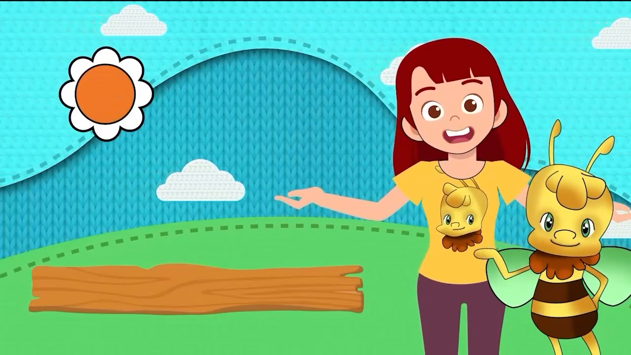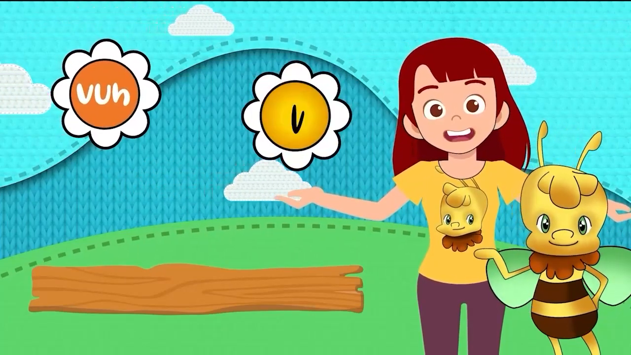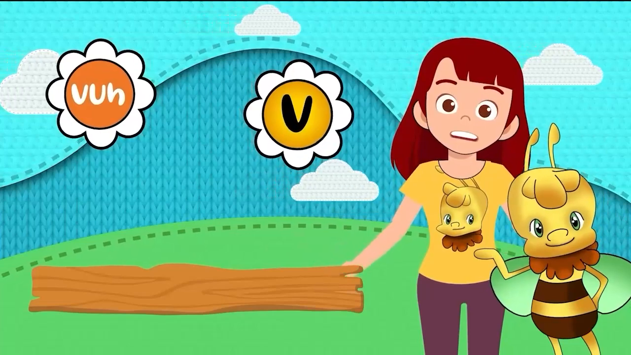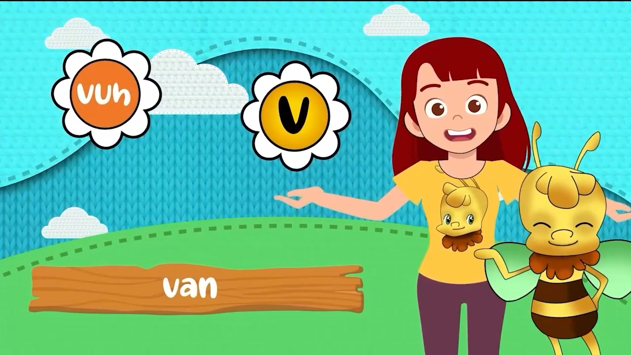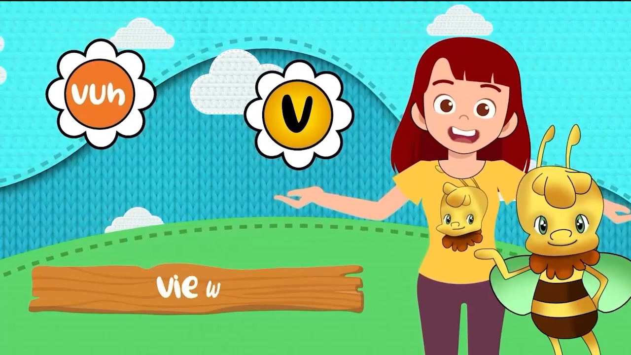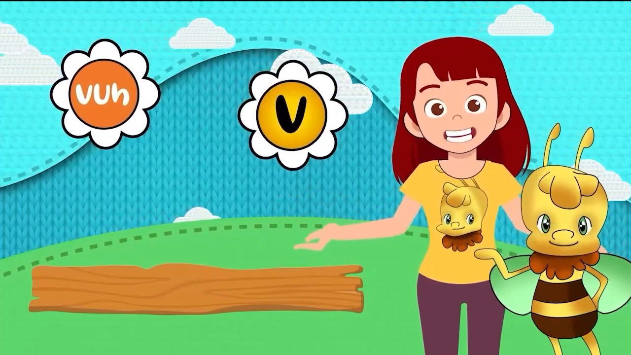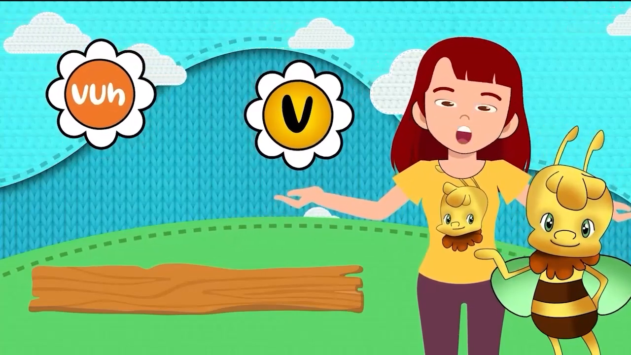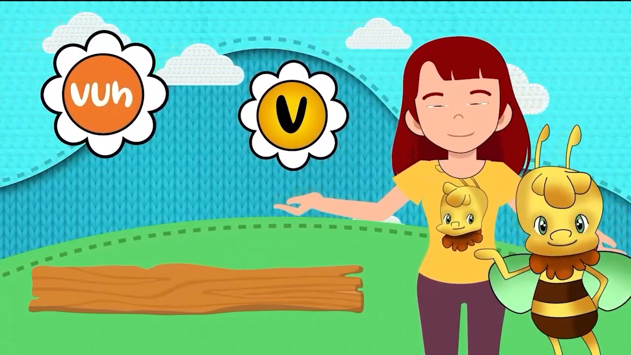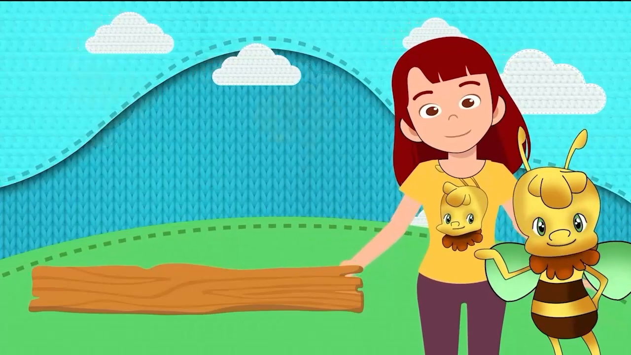We get the sound V from the letter V. We use the sound V to say words like van, viper, and view. Practice saying it again. V. One more time. V. Very good.